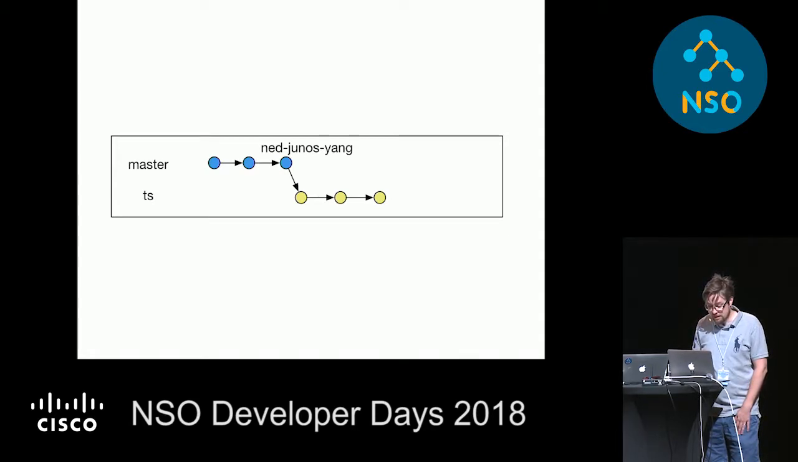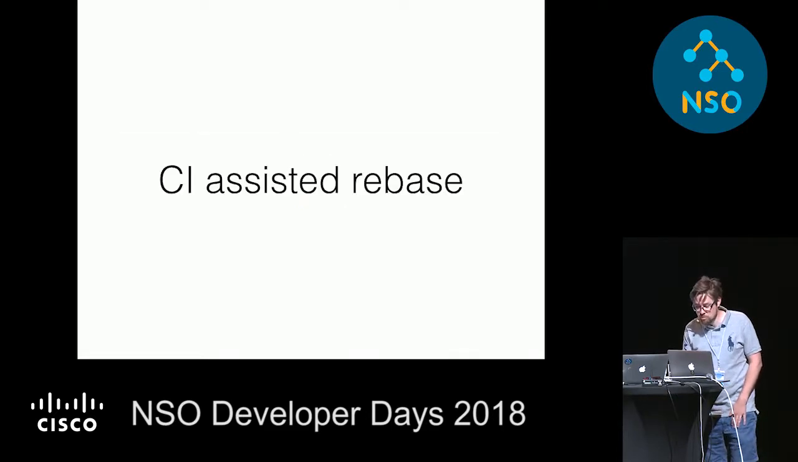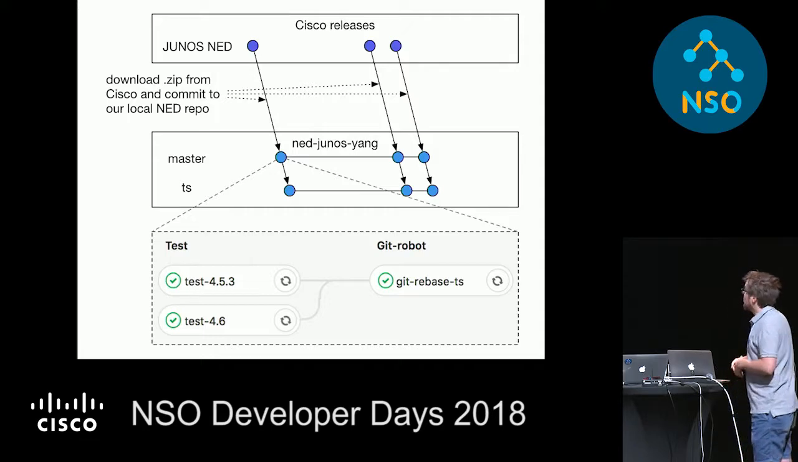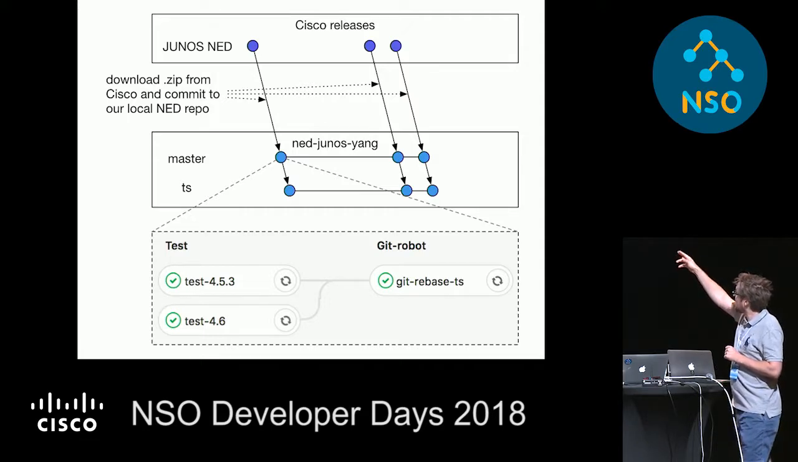So rebasing is often easy. Doing this constantly for new NEDs, and you saw we had a bunch of them, can be sort of boring, right? So what do we do about that? CI-assisted rebase, of course. Cisco releases a zip file. We download the zip file. We put it on master.